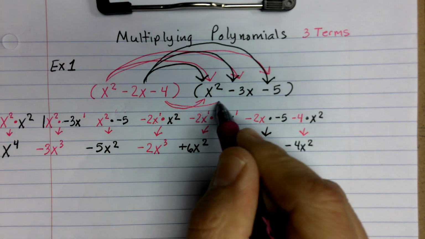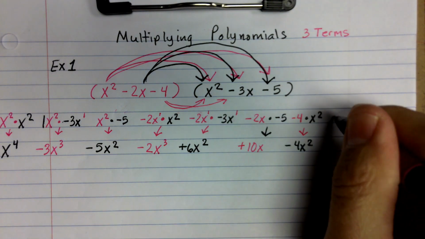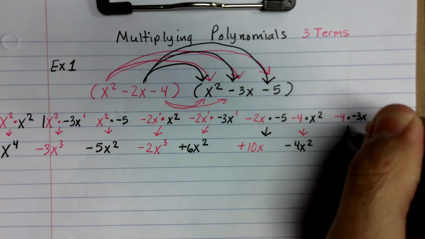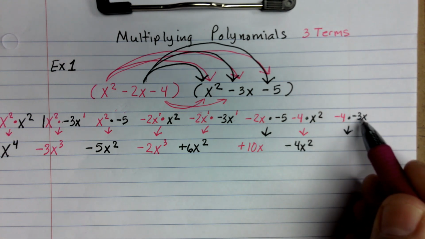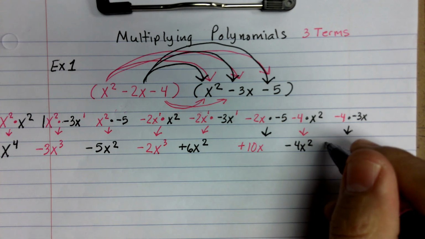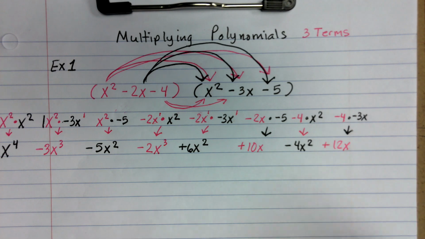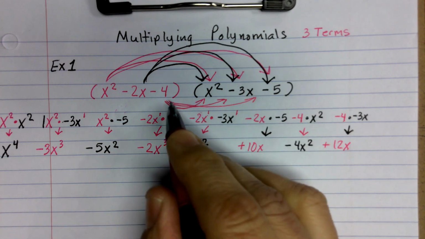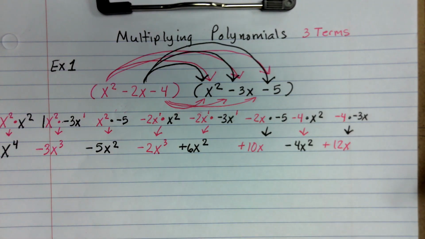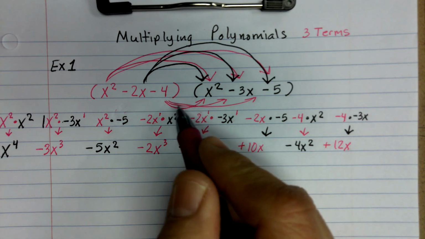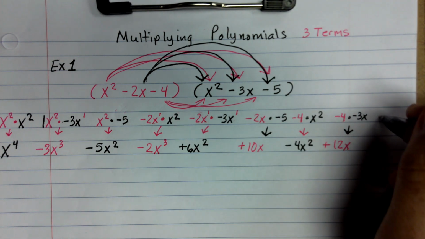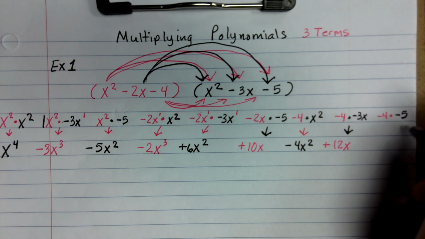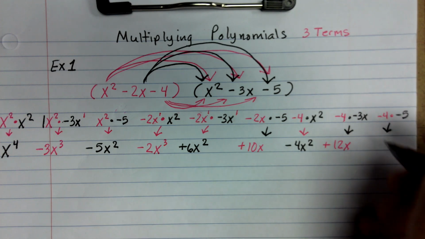And then I'm going to multiply negative 4 to negative 3x. So negative 4 times negative 3x. And when I multiply that out, negative 4 times negative 3 gives me positive 12. So positive 12x. And then I'm going to multiply negative 4 to negative 5. So now we're going to take that negative 4, multiply it to that negative 5. So we have negative 4 times negative 5. And negative 4 times negative 5 gives me a positive 20.